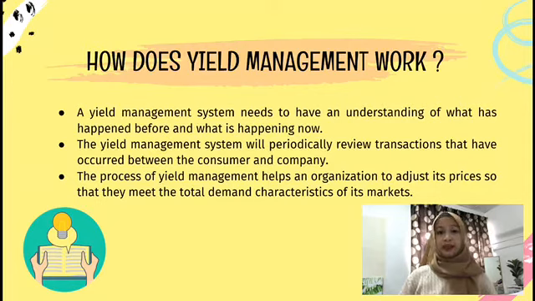A yield management system needs to have an understanding of what happened before and what is happening right now. They can use external information such as statistical data of events such as public holidays, competitor price information, or a consumer buying pattern. The yield management system will periodically review transactions that have occurred between the consumer and the company. By doing this, a company has a better understanding of the consumer's needs and demand.